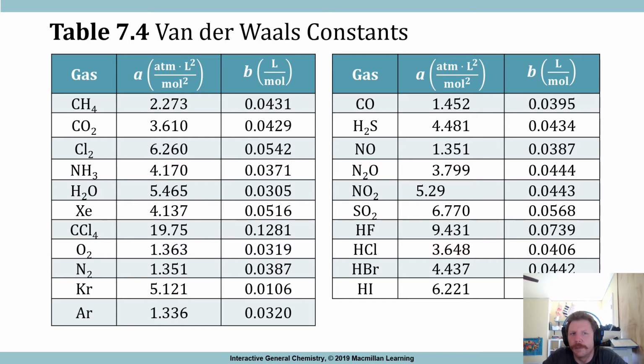So here are a number of different van der Waals constants, and this is the sort of thing that would be provided to you in a question, whether it's on your homework or a quiz or anything else like that. These are all the van der Waals constants, A and B, for a specific gas, whether it's CH4, CO2, Cl2, NH3, and so on. So these are all factors that you would have to consider when you're solving that sort of problem.